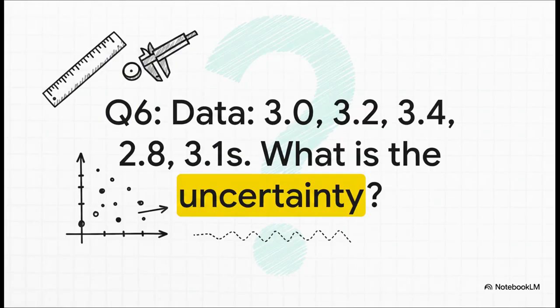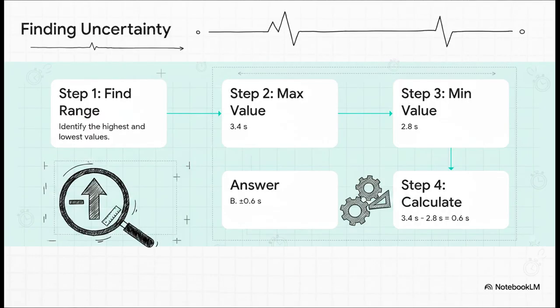Okay, let's jump ahead to question 6. This time, we have a whole set of measurements, and we need to figure out the uncertainty from the data itself. How do we even do that? Well, the source suggests a really simple and practical method here. Just find the range of the data. You take the highest value, which is 3.4 seconds, and you subtract the lowest value, 2.8 seconds.